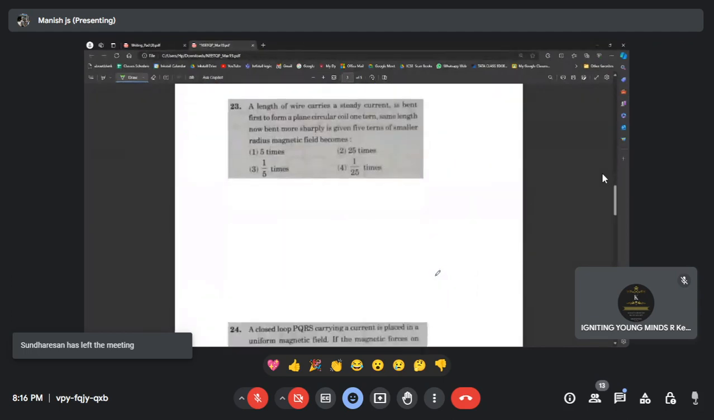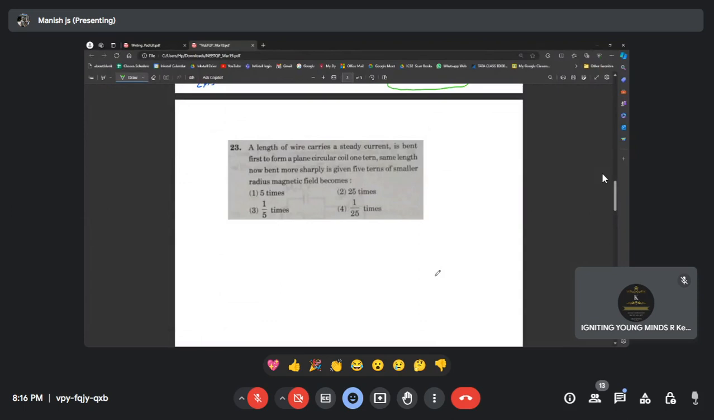Okay, here comes the next question. It's question number 23. Okay, it's a different one. So let's look at it. Let's try to understand. A length of wire carrying a steady current is bent first to form a plane circular coil of one turn. The same length, now bent more sharply, is given 5 turns of smaller radius. The magnetic field becomes. So 5 turns of smaller radius, then what will happen to the magnetic field is the question.